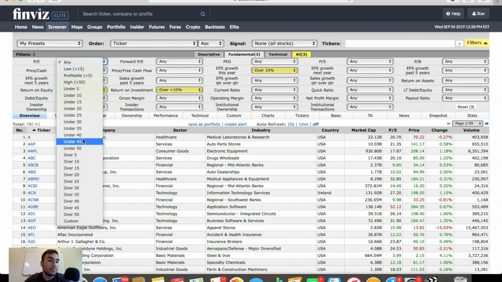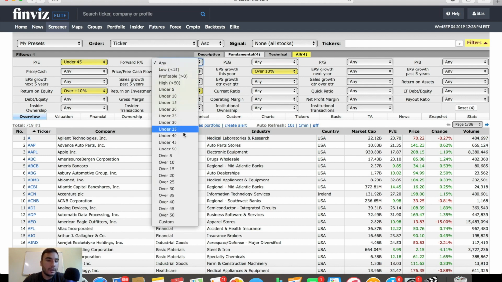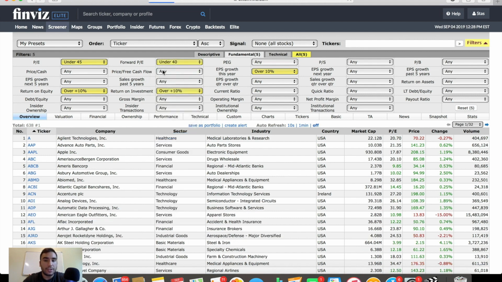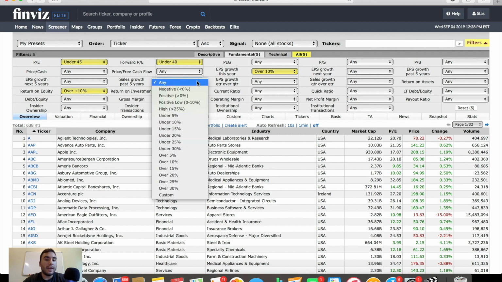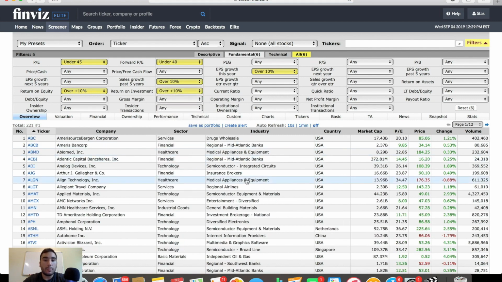Under 45, that's a pretty high PE, but again, growth stocks have higher PEs. That's just how they're evaluated, to be honest, guys. So under 45, we'll do that. Forward PE, let's say maybe under 40. I don't know. We'll just keep it at that. Sales growth past 5 years, let's do over 10%. So this is going to bring in a bunch of companies that have these specific criteria.